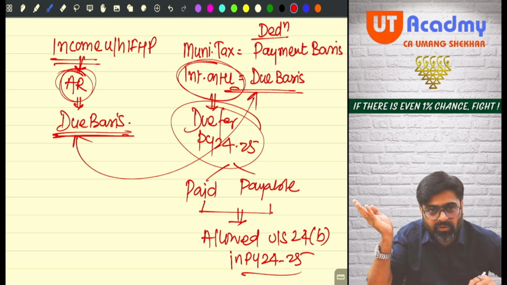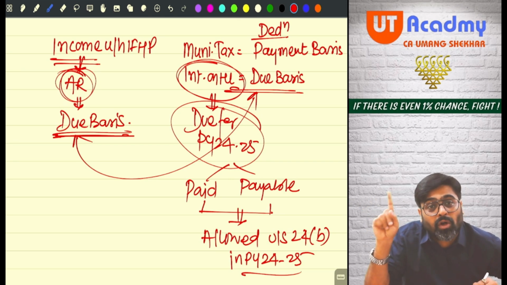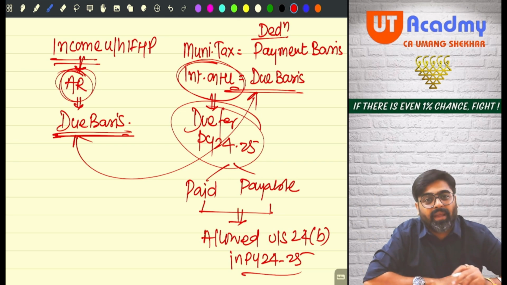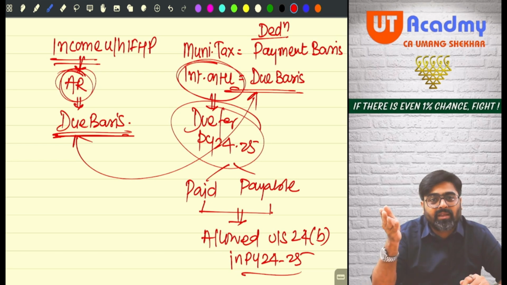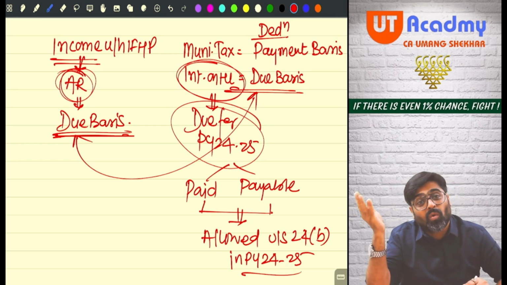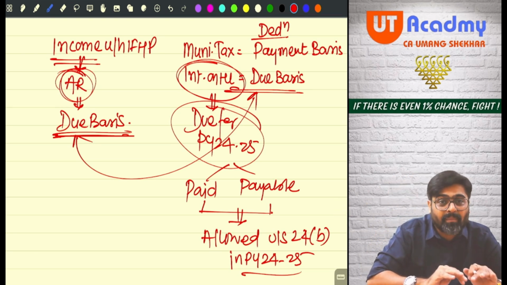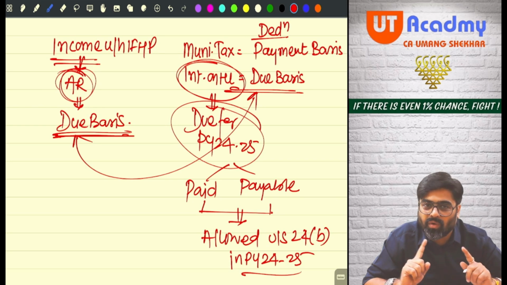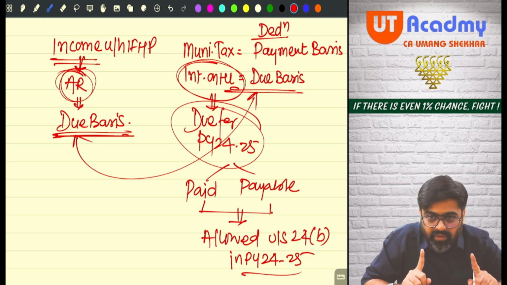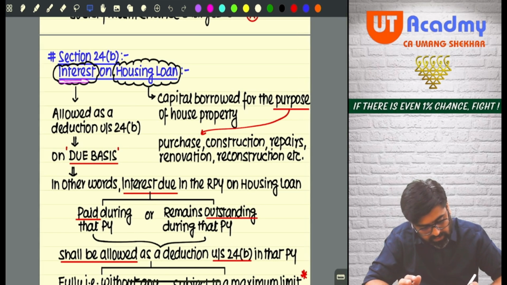Now pay attention. Last year's interest was 28,000. Out of that, 8,000 was payable which you did not pay last year. That 8,000 you are paying in this year. Will you get any deduction for the 8,000 in this year? The answer is no. Why? Because the 8,000 which was for last year was already allowed last year on due basis. In this year on payment basis it will not be allowed as a deduction again. Got it? Everyone? So pay attention.